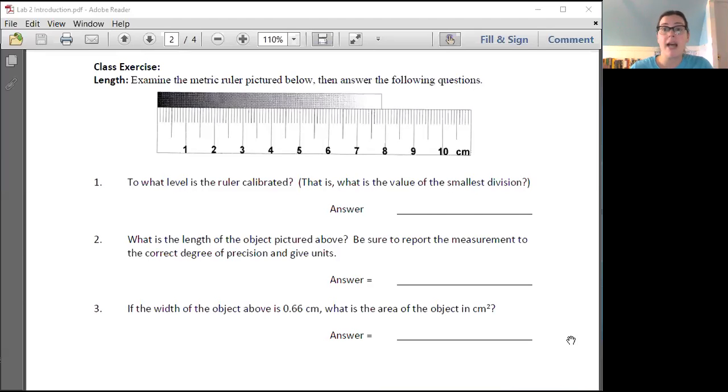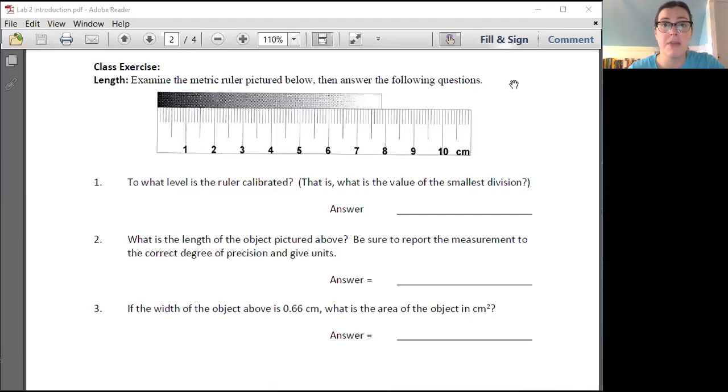So the first thing you should be asking yourself whenever you're taking a measurement is, to what level is my measuring device calibrated? So what is the value of the smallest division? Now on this ruler, let's take a look. My big lines are each worth 1. I see 1, 2, 3, 4. However, there are smaller divisions between those values. And if I count it up, there are 10 divisions for every 1 centimeter.